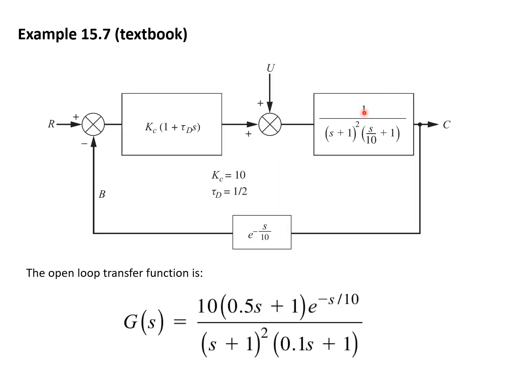Then we look at the second plot. Let's look at how we plot this one. What is the AR for e to the power of minus s over 10? It's just 1. Just 1, so we don't have to worry about the AR value. Then we look at this transfer function, 1 over (s+1) squared.